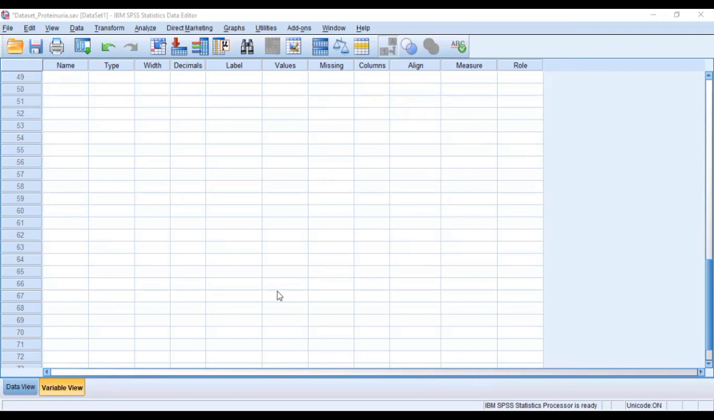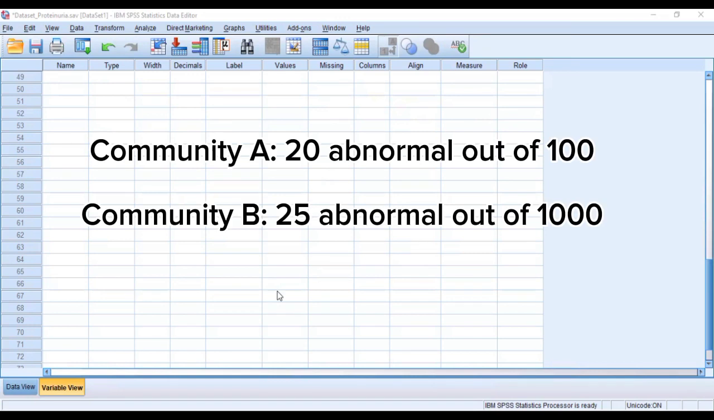Now, after running your screening, you realize that the abnormal levels in community A were found among 20 people, and then in community B were found among 25 people. Gauging by the figures, one can tell that community B is having more abnormal levels compared to community A. And maybe judging from those figures, one can just go ahead to render interventions for community B relative to community A. But is that really the situation?